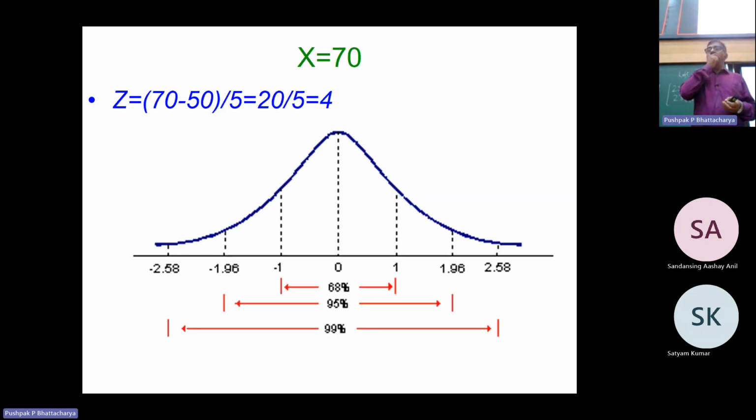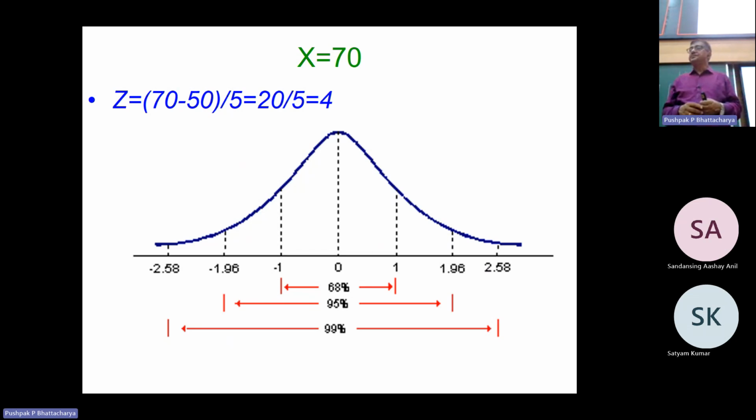So z equal to (x minus 50) by 5. For x equal to 70, which is the observation, z equal to (70 minus 50) by 5, which is 20 by 5, which is equal to 4. So now if you look at the standard normal curve, it is giving you minus 1.96 to plus 1.96 as the 95% confidence interval. The probability of Z being within minus 1.96 to plus 1.96 is 95%, 0.95.